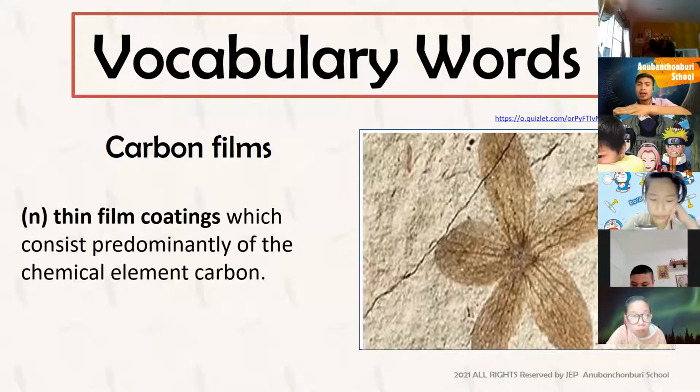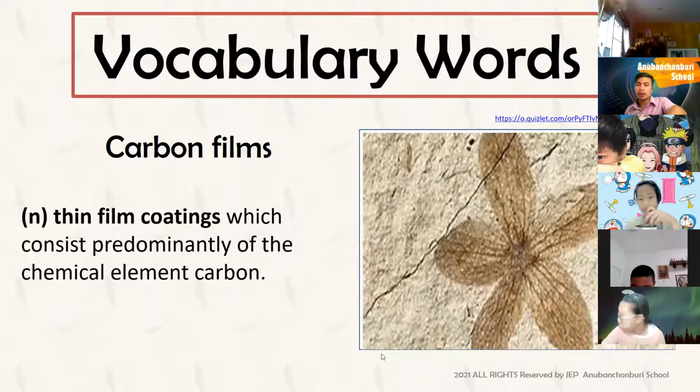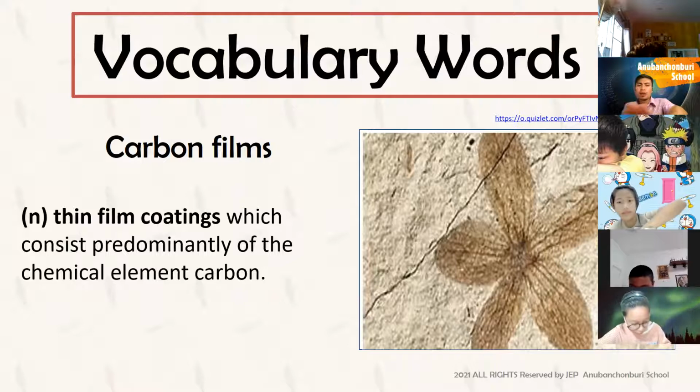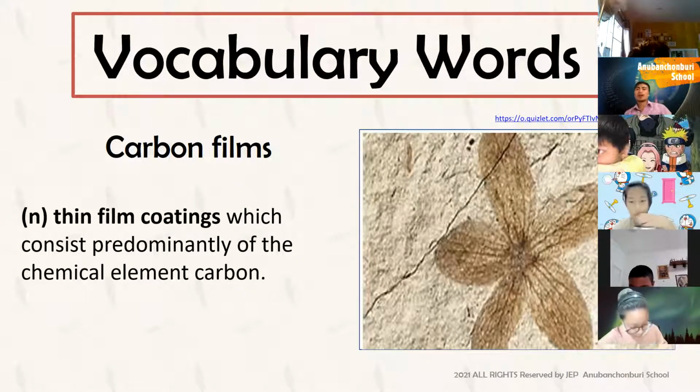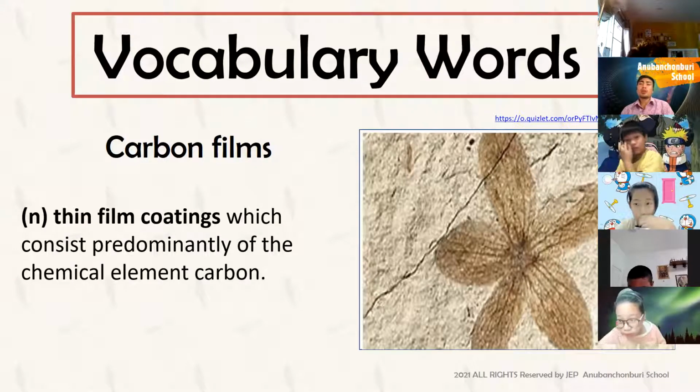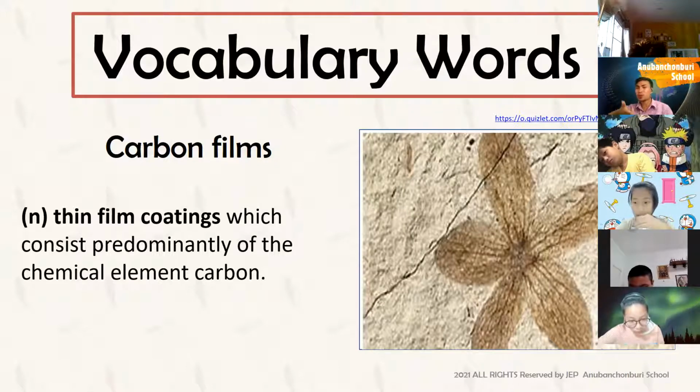Okay, so when the animals die, there is carbon that will be left on the rock. So if you touch this one, you cannot feel the leaves. It's just a carbon film. For example, Parinya will draw an airplane on an A4 paper, and then Chuntida will photocopy the airplane on the A4 paper. So it will look the same, right? So the same thing here in the carbon films. It's like a photocopy made up of carbon.